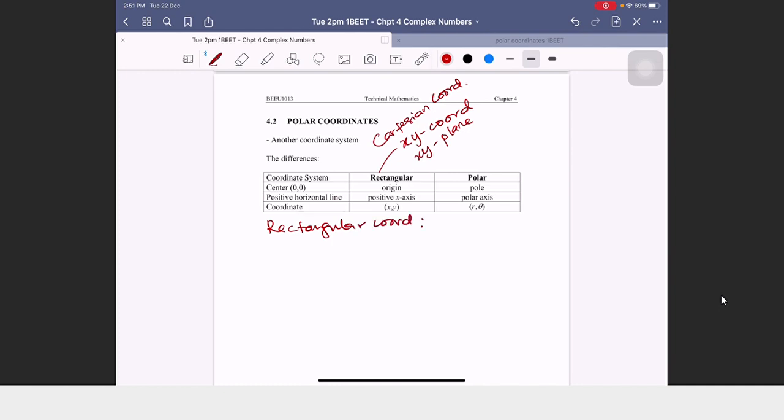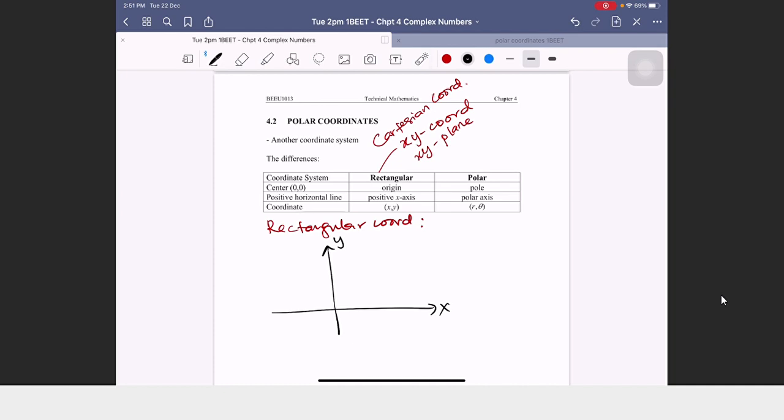Which is this type of axis. So you have your x and y. Remember this? So this is your x, y axis. When we talk about the diagram of our Cartesian coordinate system, our rectangular coordinate system, we are talking about this type of x, y axis coordinate.